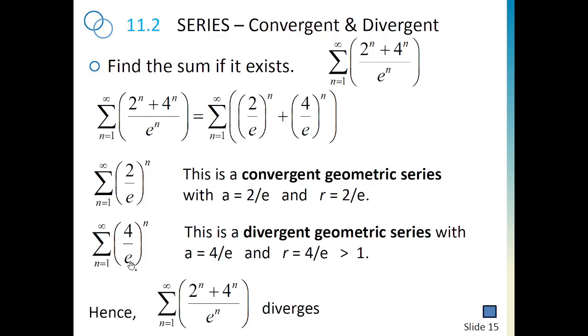Now 4 over e, in the other case, a is 4 over e, and it turns out that the ratio is also 4 over e. Again, e is 2.7, and 4 over 2.7 is bigger than 1. So we have a geometric series with common ratio bigger than 1, which means that this geometric series is divergent. Since it is divergent, we have the case where one series is convergent and the other one is divergent. Therefore, the combined series here diverges by our theorem. So these are just some simple applications of the theorem and the result that are useful.